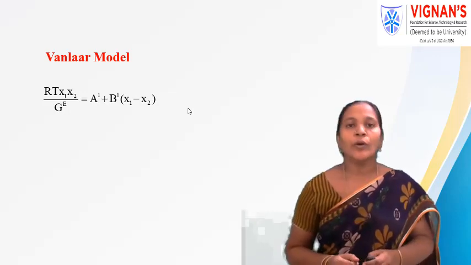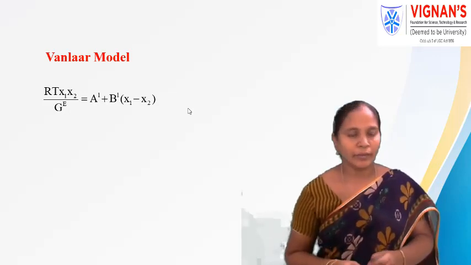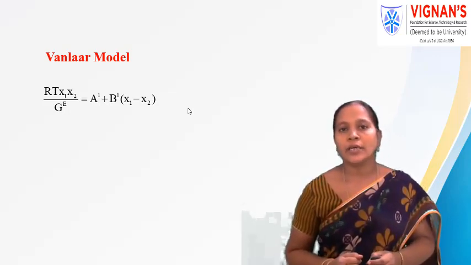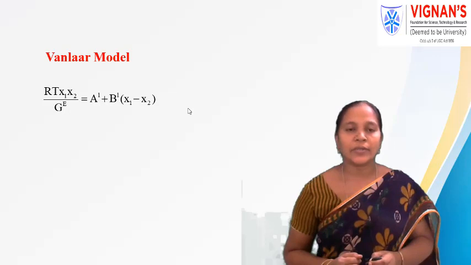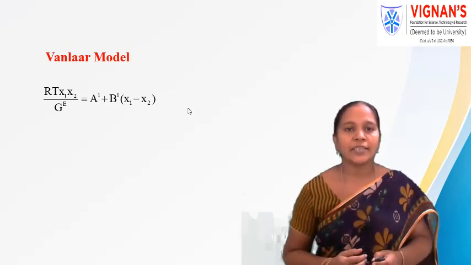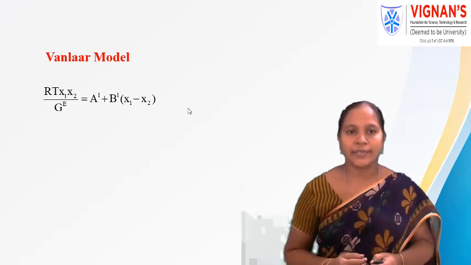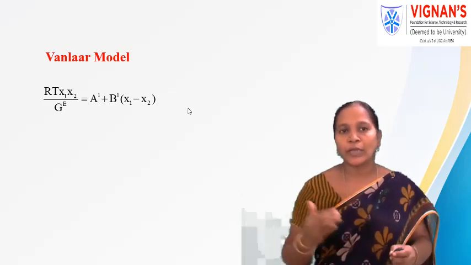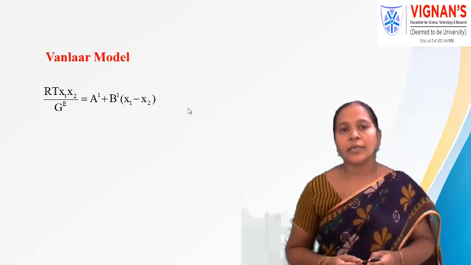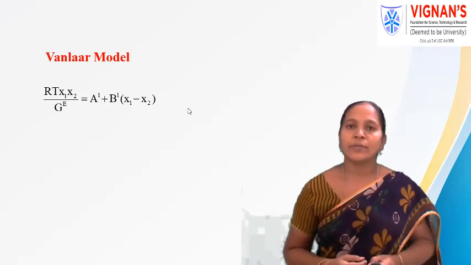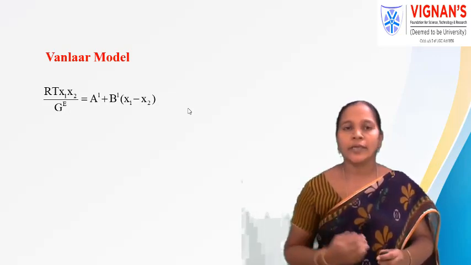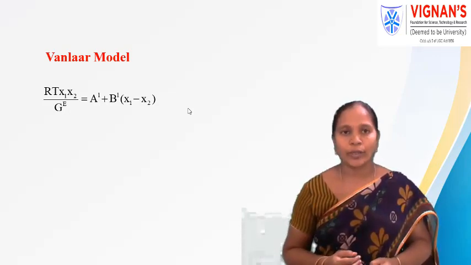Now coming to Van Laar model equations. Here we have to consider RT x1 x2 by G is equal to A dash plus B dash into (x1 minus x2). Previously we know that G by RT x1 x2 is equal to A plus B into (x1 minus x2). Just reverse that equation in the Van Laar model.